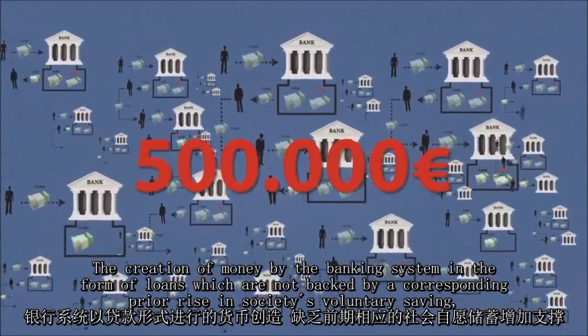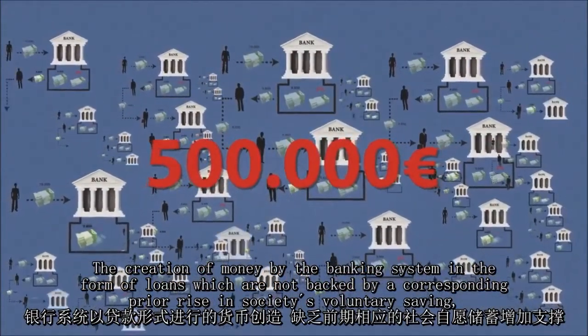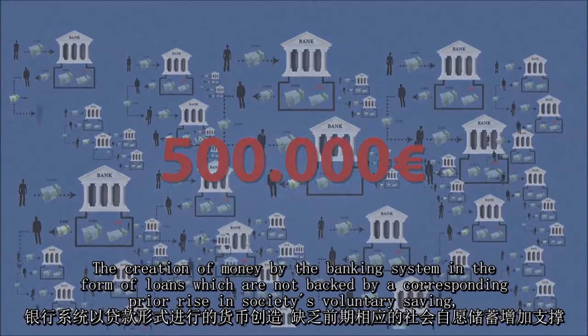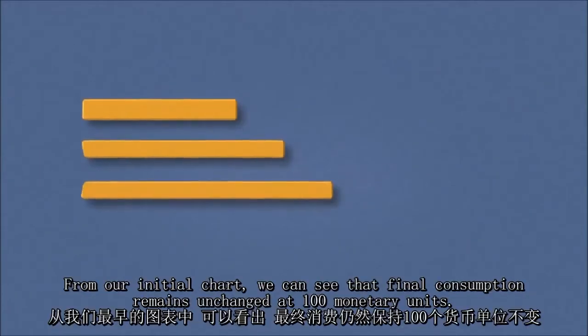The creation of money by the banking system in the form of loans which are not backed by a corresponding prior rise in society's voluntary saving has some real effects on the economy's productive structure.